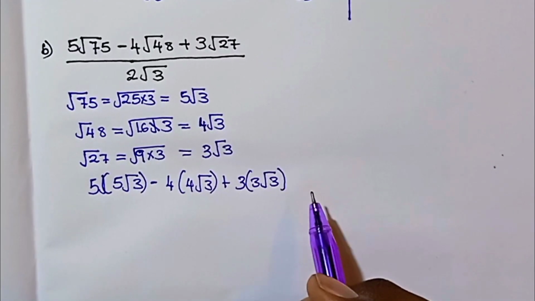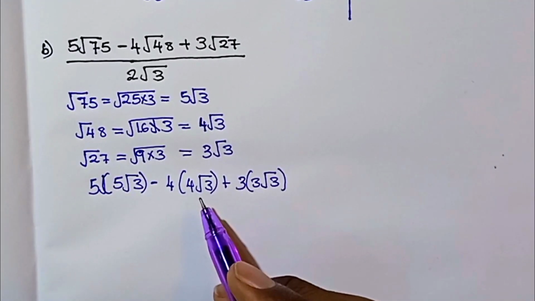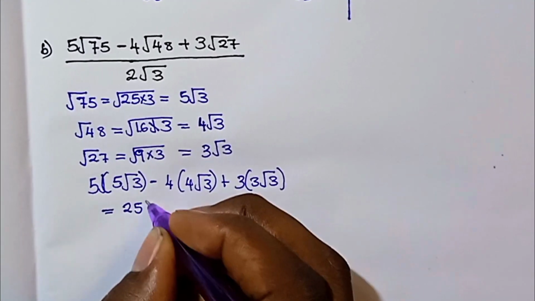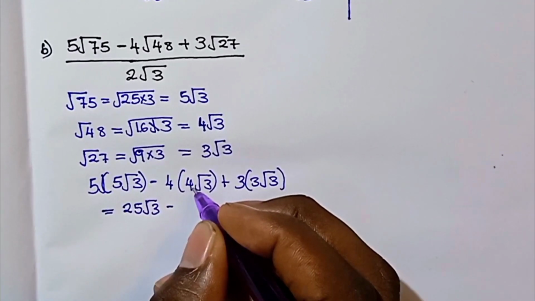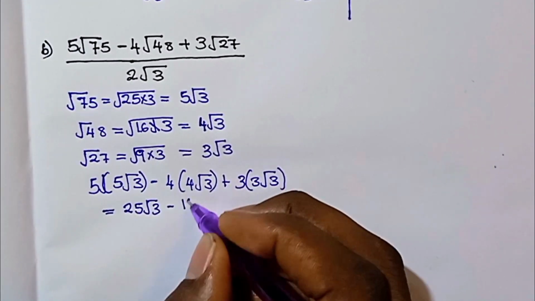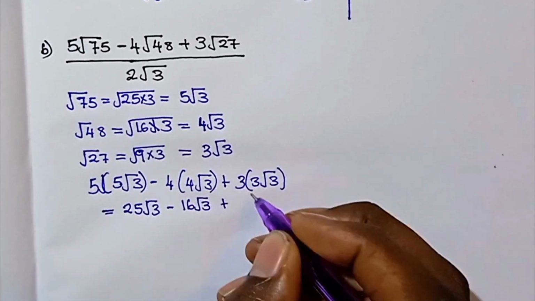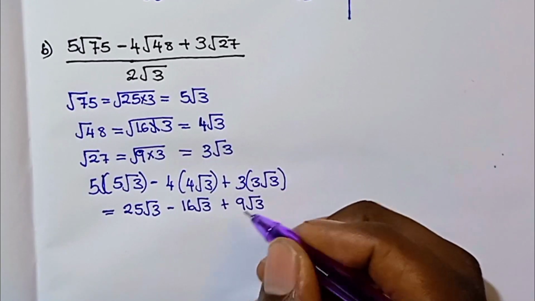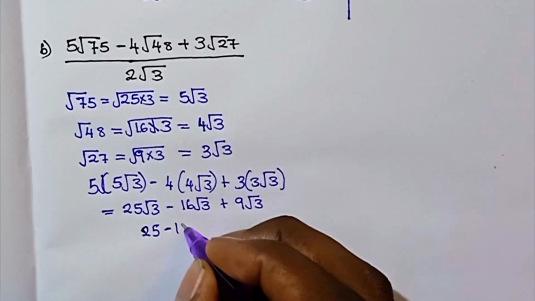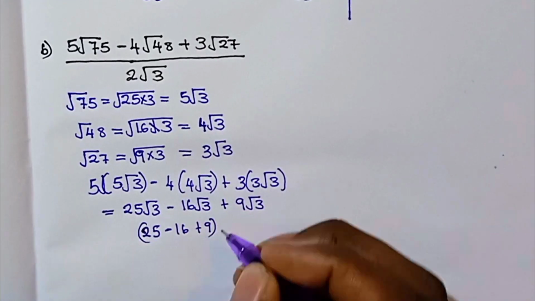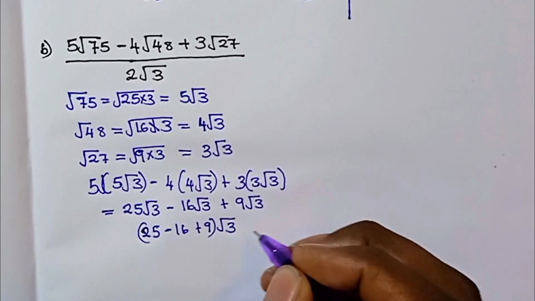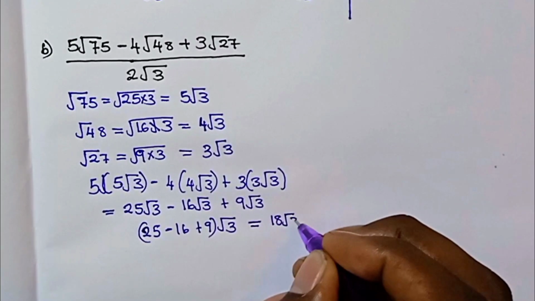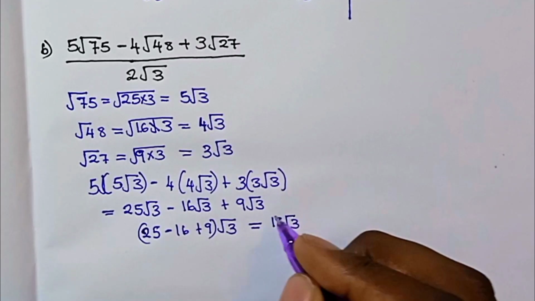Let us first simplify the numerator. In this case we are going to have 5 multiplied by 5 is 25 root 3, minus 4 multiplied by 4 is 16, plus 3 multiplied by 3 is 9 root 3. So 25 minus 16 plus 9, the whole of it multiplied by root 3. This one we are going to have 18 root 3. So that is the numerator.